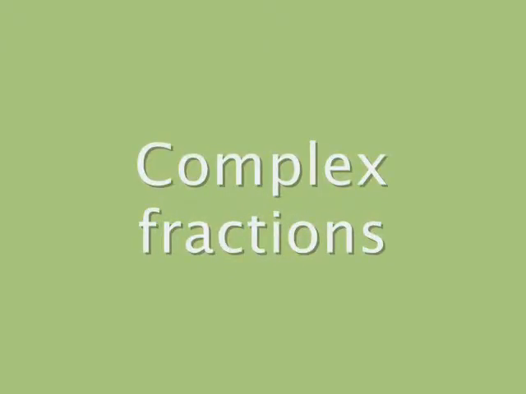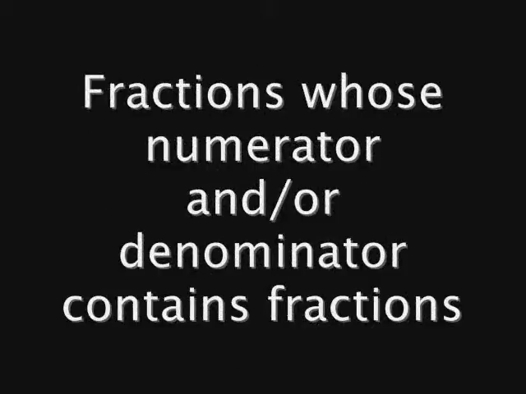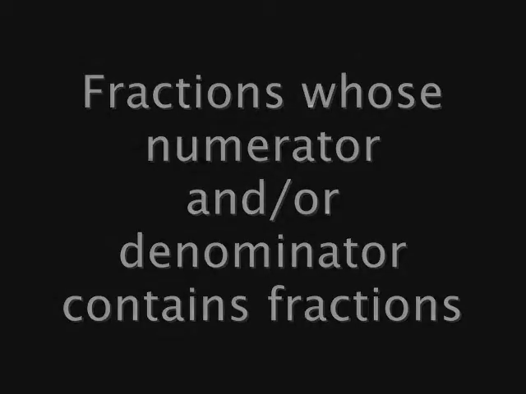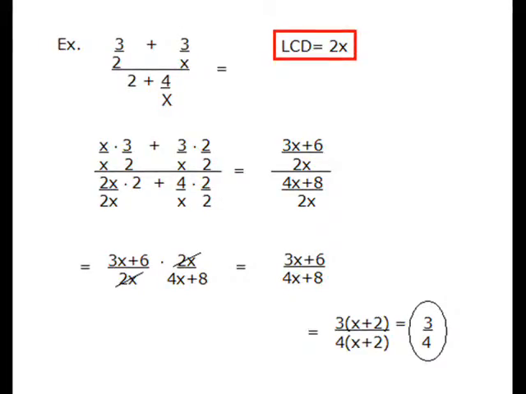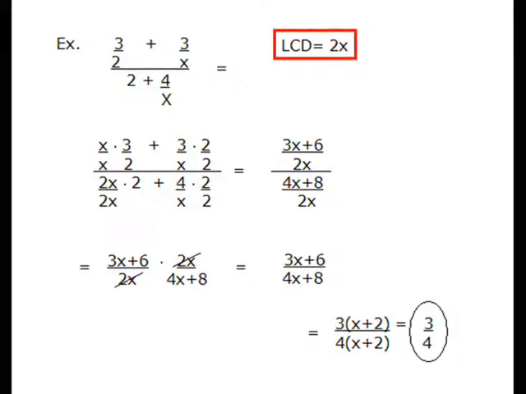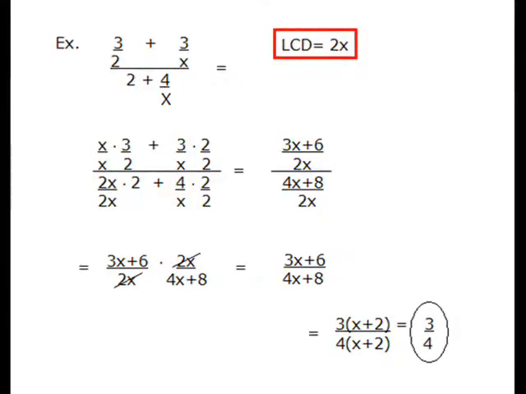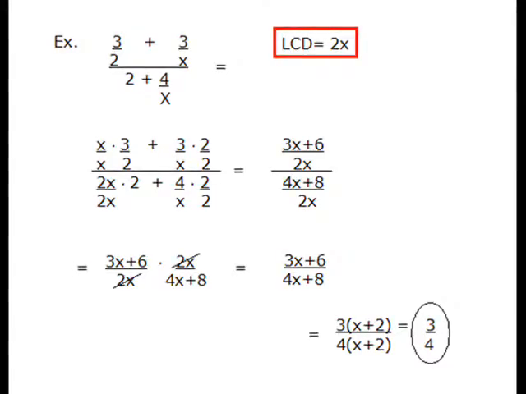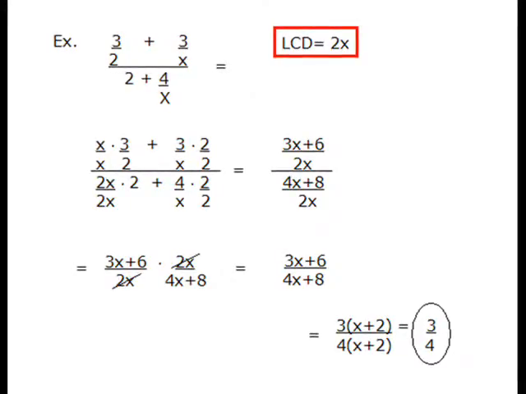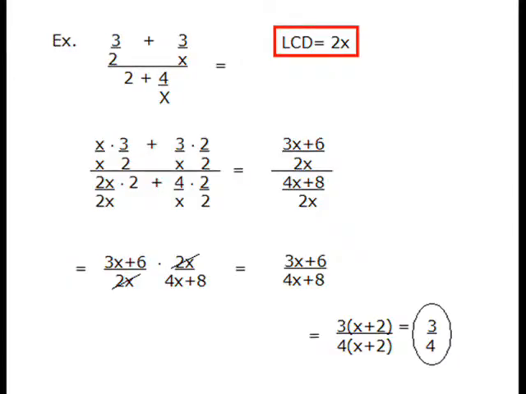Complex fractions. Complex fractions are fractions whose numerator and or denominator contains fractions. In this example, you have 3 over 2 plus 3 over x, all over 2 plus 4 over x. Clearly, they do not have the same denominators. You will need to find the least common denominator, which in this case is 2x.